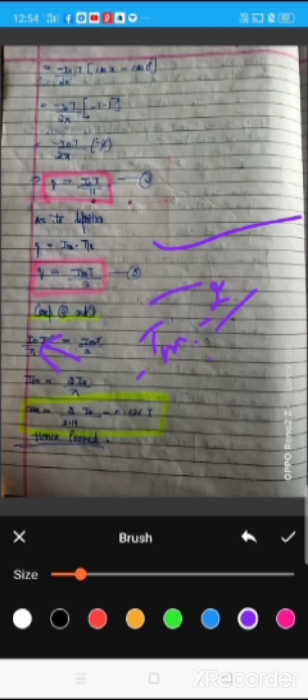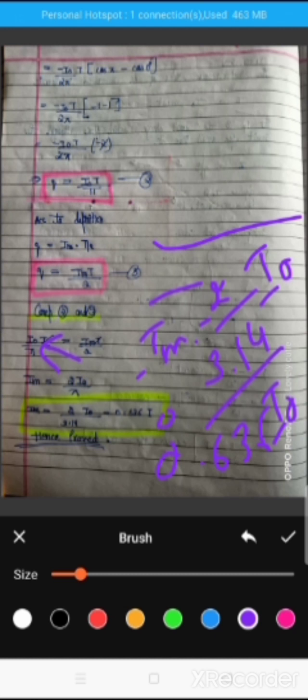What is the value of pi? 3.14 into I naught. So we have the final value, that is 0.636 I naught, and hence proved. I hope that it is well clear to you all.